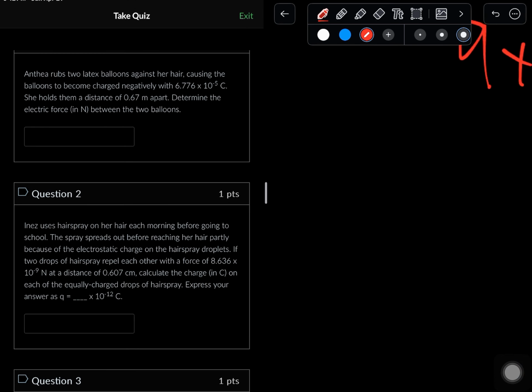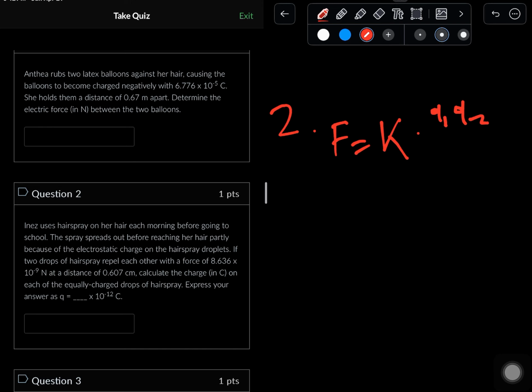Now question number 2. Question number 2 here states that someone uses a hairspray and the drops repel with a certain force at a certain distance, and they want to find the charge of each of the drops, and they're equally charged. So same thing once again. We have F is equal to K times Q1 Q2, or for simplicity, since Q1 is equal to Q2, I'll simply be writing Q squared over R squared.